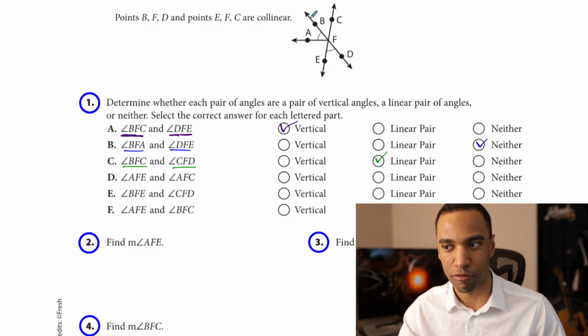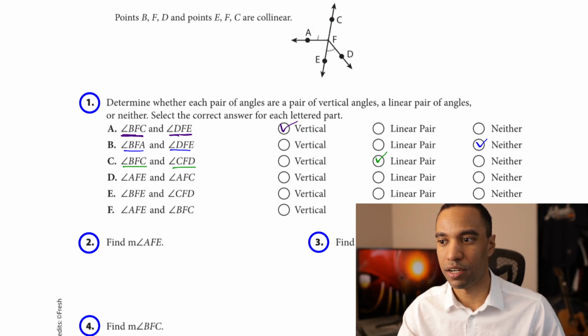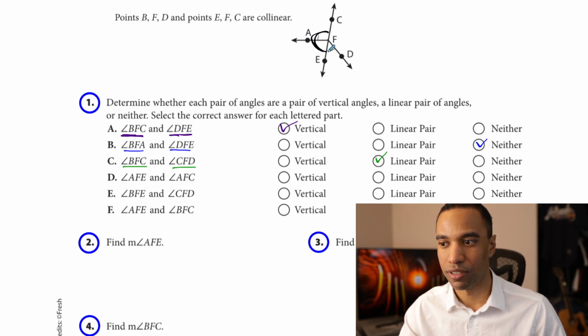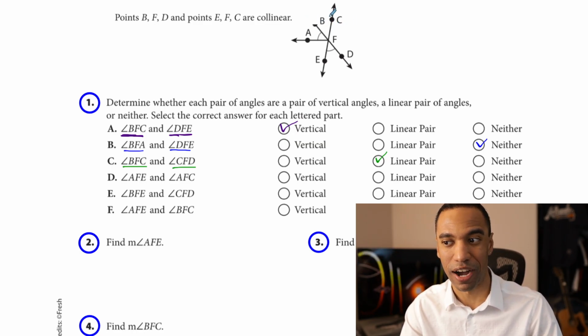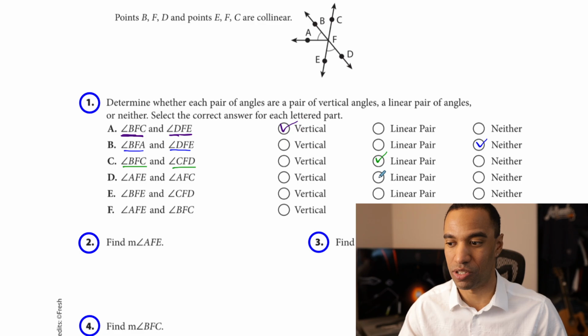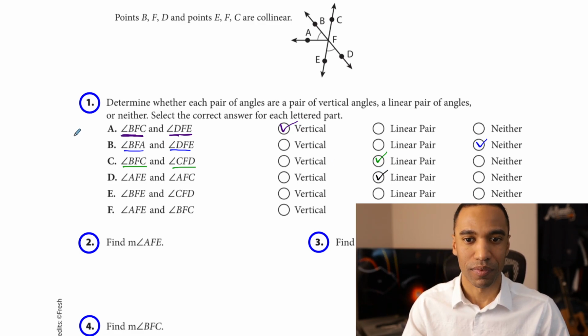You really got to ignore this FB ray. This really has nothing to do with it. I'm going to try and hide it as best as I can right here, just boxing it out. Okay, so you see that there? Boom. AFC and AFE. Do you see the straight angle now? That's a linear pair right there. Look, you can't do this either, what I just did boxing it out. You're going to have to perceptually do that the best you can. That's another linear pair.